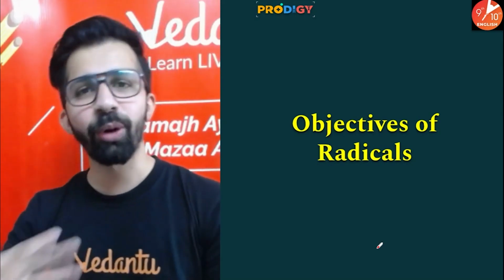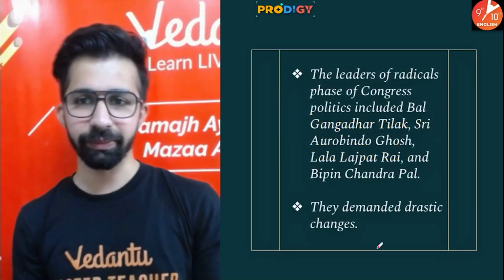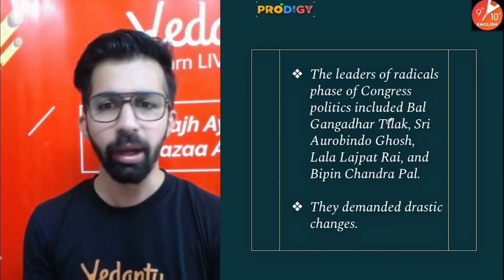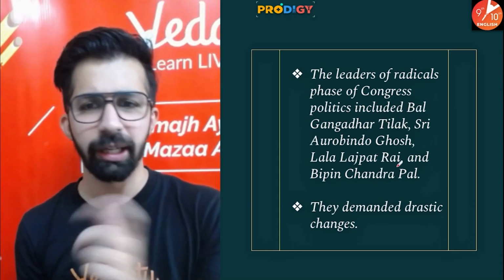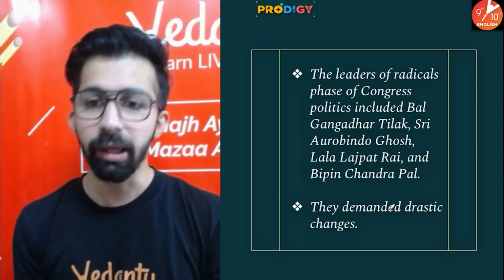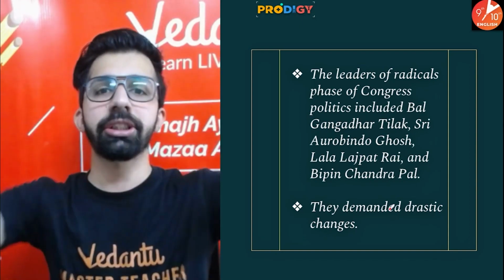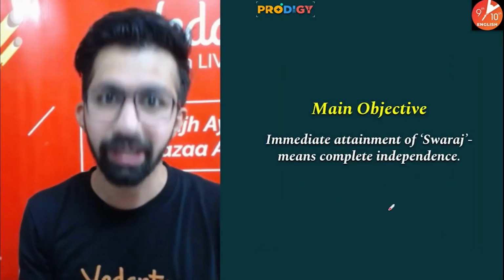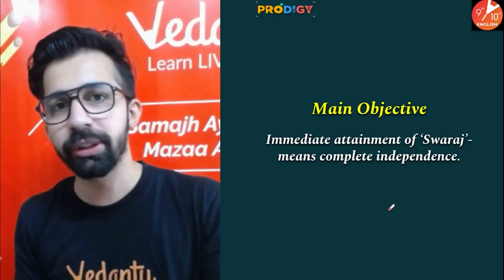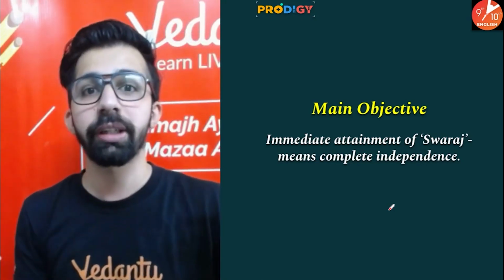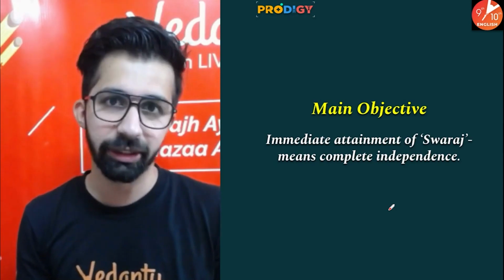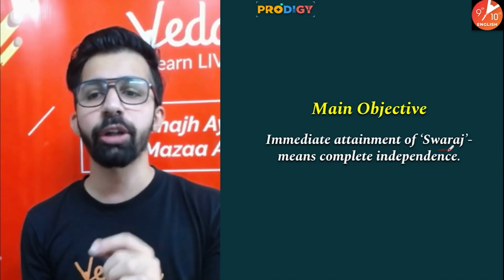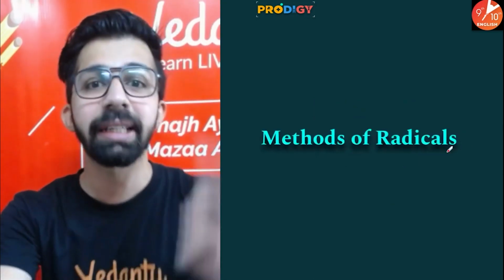So guys, let's understand what the objective of radicals was. The leaders of the radical phase of Congress politics include Bal Gangadhar Tilak, Sri Aurobindo Ghosh, Lala Lajpat Rai, and Bipin Chandra Pal. These people were demanding a drastic change in politics. What is known as drastic change? They wanted a big change, a sudden change. Unlike early nationalists who wanted a gradual change, assertive nationalists wanted a drastic, complete change. What was the main objective of these radicals? Immediate attainment of Swarajya. They wanted complete independence immediately.